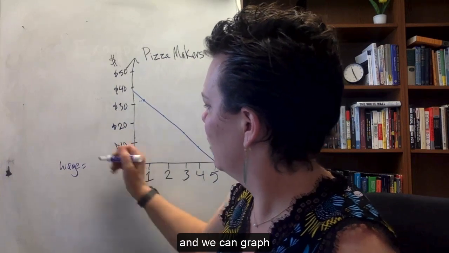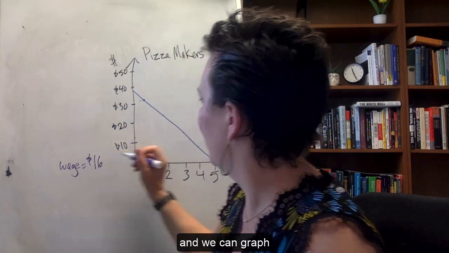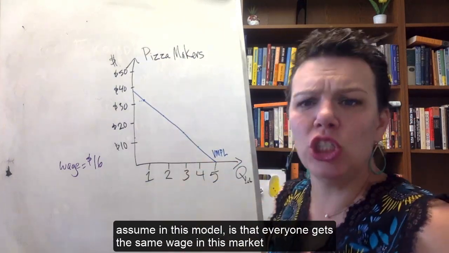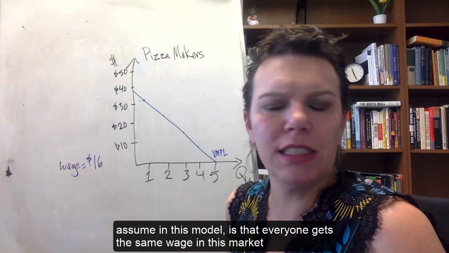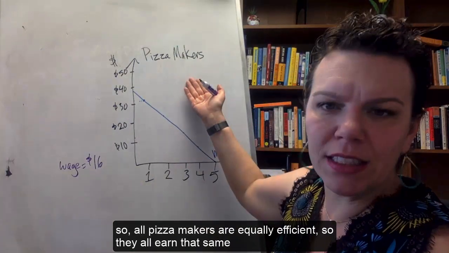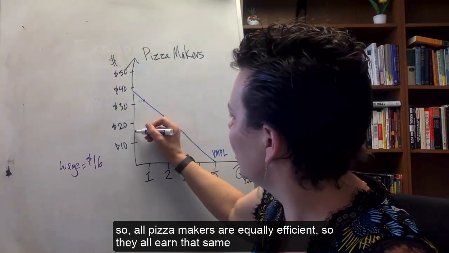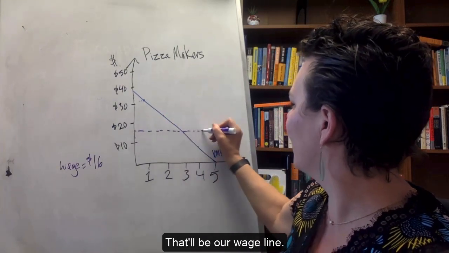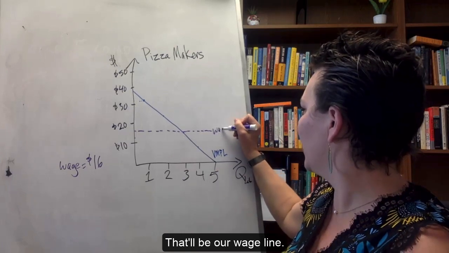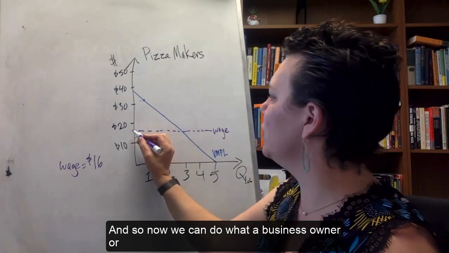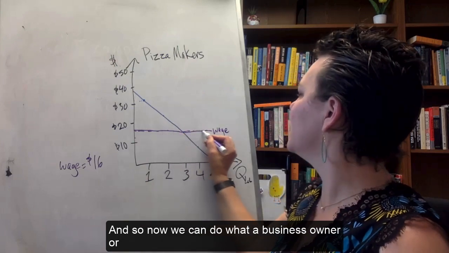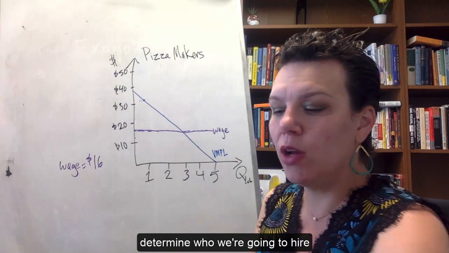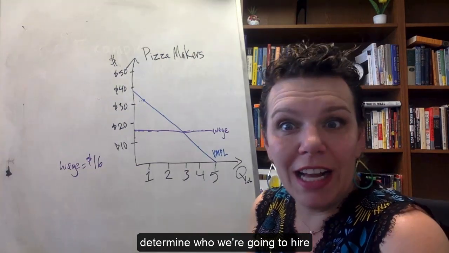And we can graph it too. It's going to be a straight line because what we're going to assume in this model is that everyone gets the same wage in this market. So all pizza makers are equally efficient, so they all earn that $16. It's going to be right there. That'll be our wage line. And so now we can do what a business owner or a hiring manager would do, which is determine who we're going to hire.